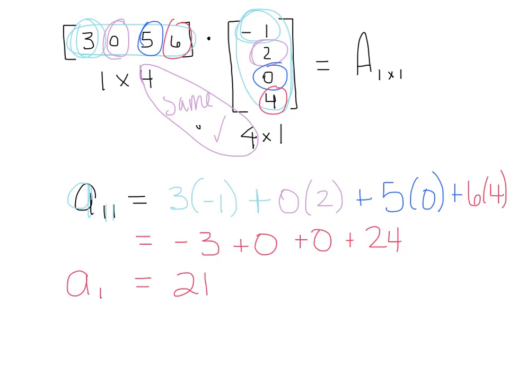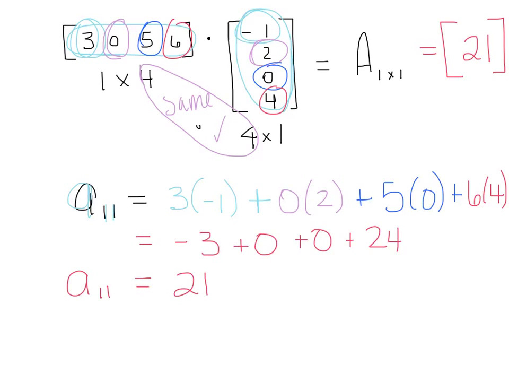So A11, the entry in my matrix, is 21, so put it in a matrix. It's only got one row, it's only got one column, and it just looks like that. So the number 21 is a single entry matrix, a 1 by 1.